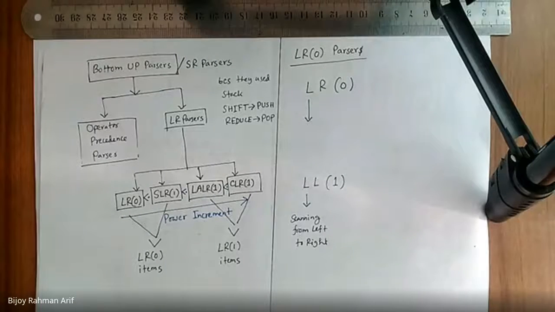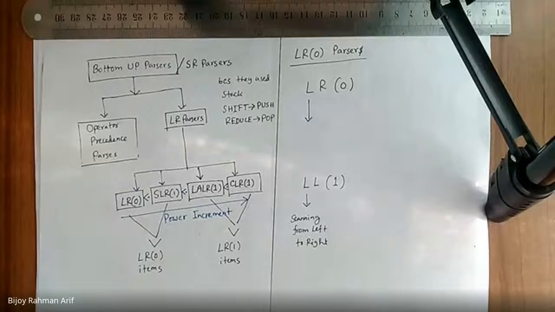We can make a parser that scans from right to left. No problem about that. But why do we always scan from left to right? Let me guess. Because we write from left to right. English-speaking people and Bengali-speaking people, most people, always start writing from left to right.